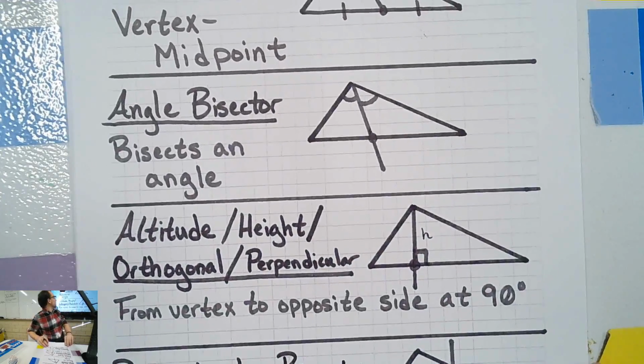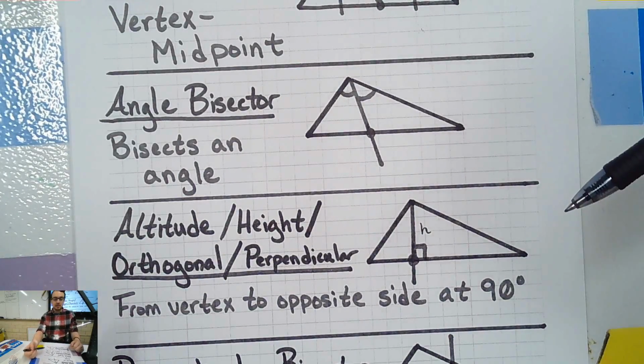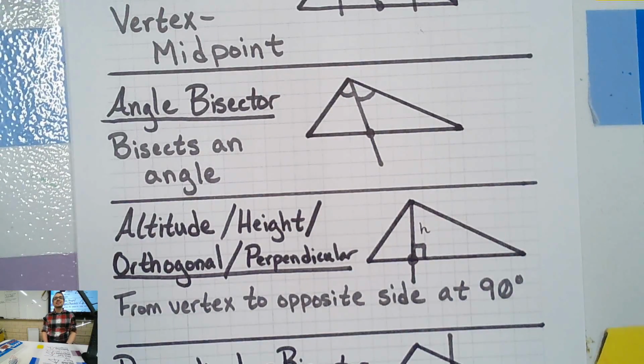Okay, an angle bisector is a line segment that cuts an angle in a triangle in 2 because it bisects it. That's why we call it an angle bisector, because it bisects the angle.